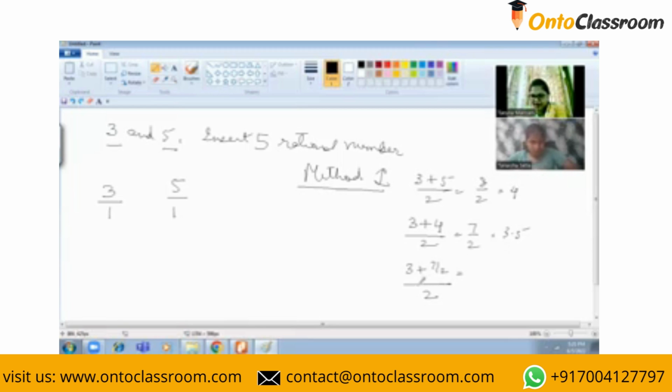See, forget this 2 for the time being. Just concentrate on this numerator. Can I write this as 3 plus 7 upon 2, that is 3 upon 1 plus 7 by 2? Yes, ma'am. Further, I take the LCM 2. Then what do we do? How many times does 1 go into 2? 2 times. So we multiply 2 with 3. This is the way we do it.